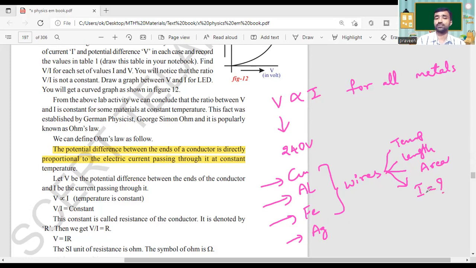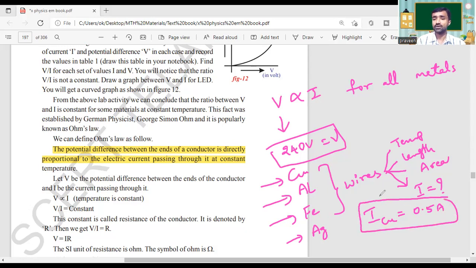I equal to what? The potential difference is also fixed, V is 240 volts. Then you measure the current flowing through the copper one, aluminum one, iron one, and the silver one. Suppose through the copper you got 0.5 amperes with fixed length, fixed temperature, fixed area, and also fixed voltage.